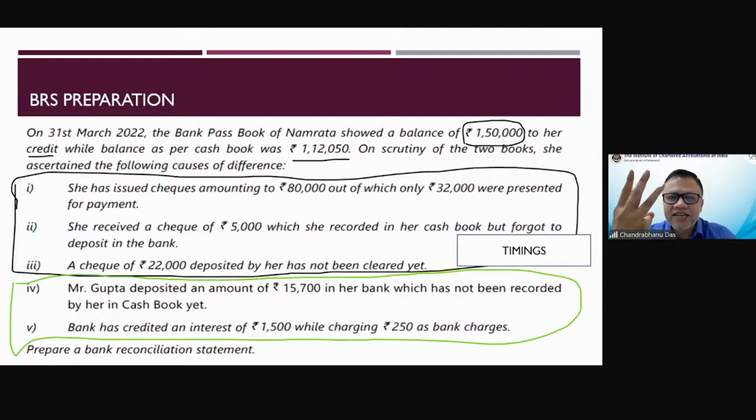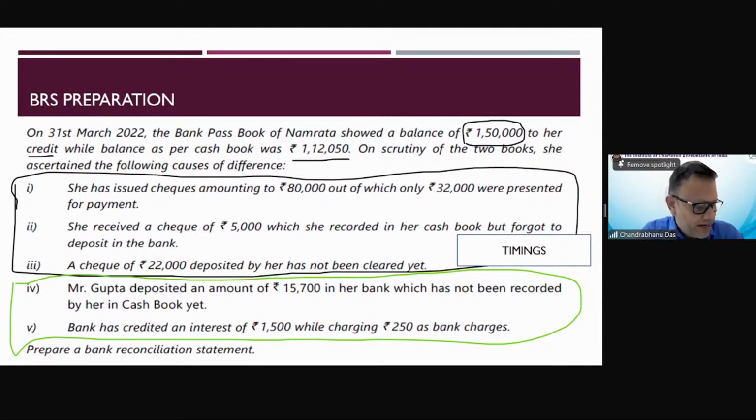So I have told 3 types of differences: timing, transaction, and error. Now I want to ask the class, 1, 2, and 3 are timing differences. Okay, Naina has raised hands. Yes, Naina, what are 4 and 5? The difference? Error, mistake.